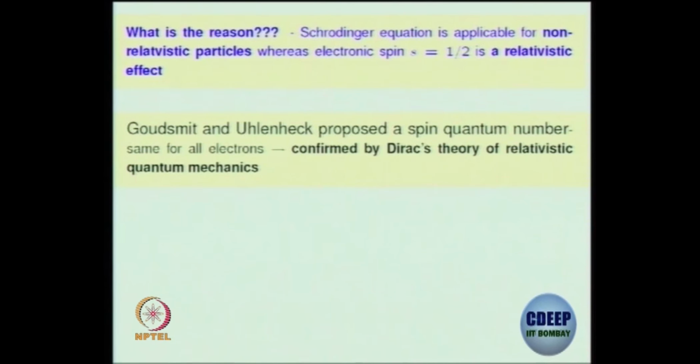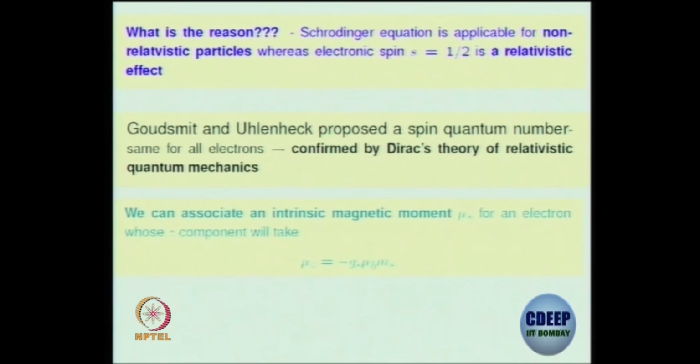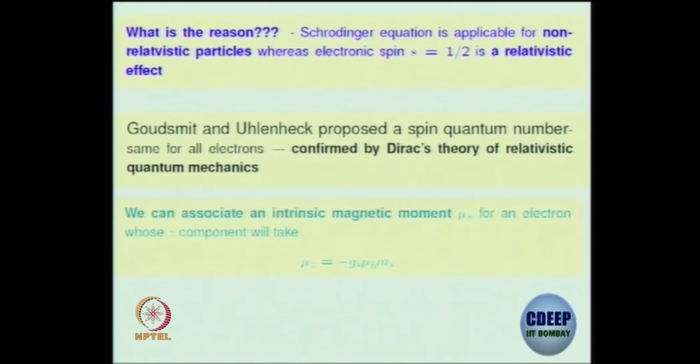So for a relativistic theory, we need to study Dirac's equation, and these people had proposed a spin quantum number which is the same for all electrons. So what does that tell us in theory? I have to introduce a term similar to the way we introduced the orbital magnetic moment, a spin magnetic moment, and we also introduce the proportionality factor, which is the g factor, and m_s is taken to be plus or minus half. If we take this, then we can account for all the experimental data.